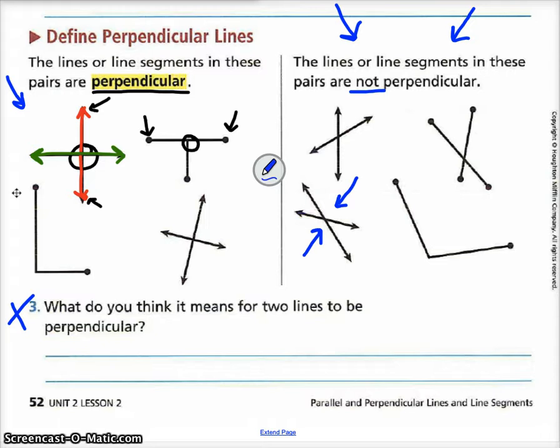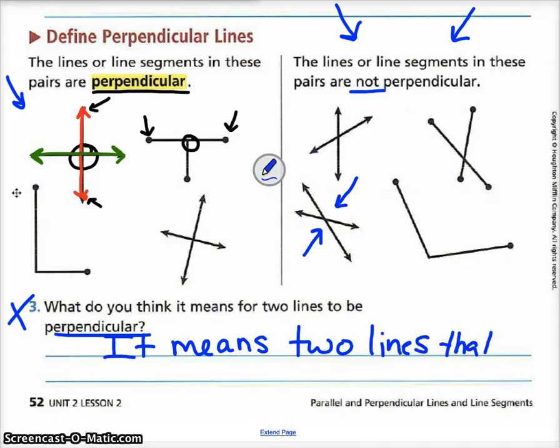I think what I would say is that these two lines, I'm just rereading the question, friends. It's always a good idea to go back and reread. What do you think it means for two lines to be perpendicular? It means two lines that are vertical. They have to make a T.